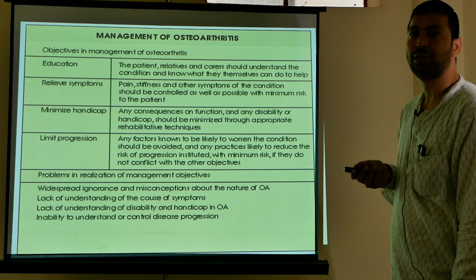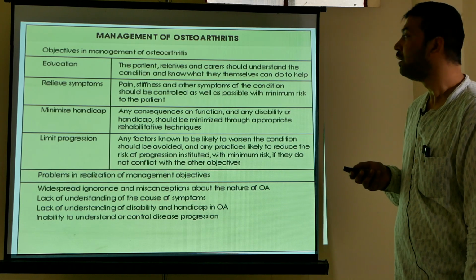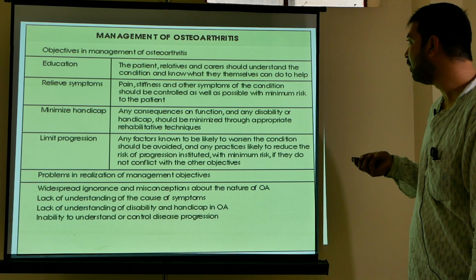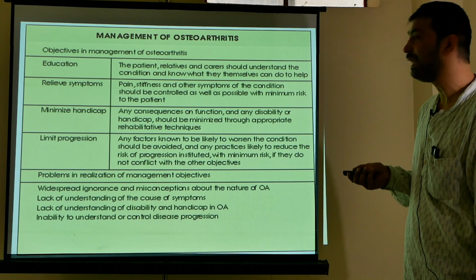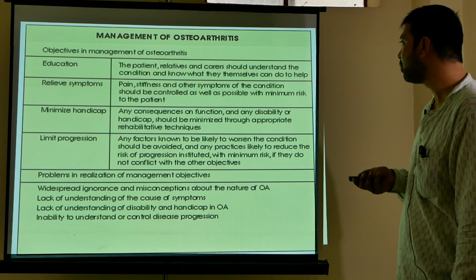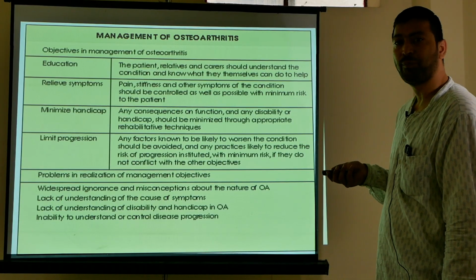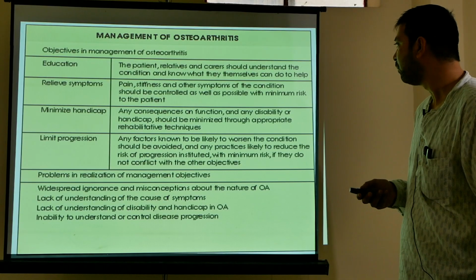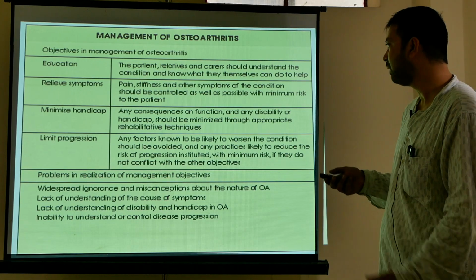Second is to relieve symptoms. How will we relieve the symptoms? First of all, pain and stiffness are major problems in osteoarthritis. So the symptoms of the condition should be controlled as well as possible with minimum risk to the patient. Third, minimize handicap: any consequences on function and any disabilities should be minimized through appropriate rehabilitative techniques. Last is limiting progression. We have to limit further progress of this condition, because it is progressive and will increase with age.